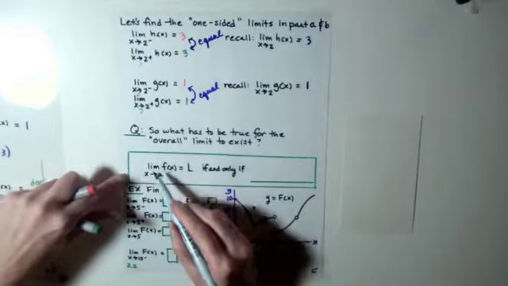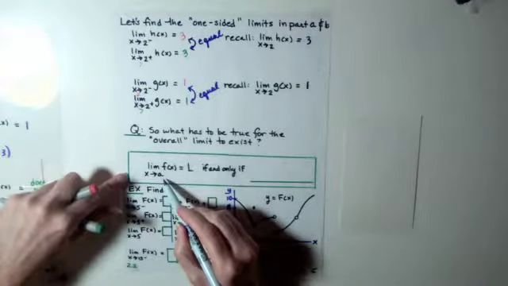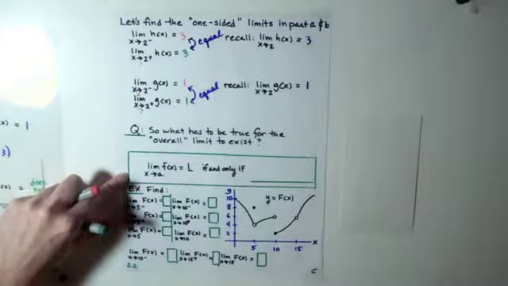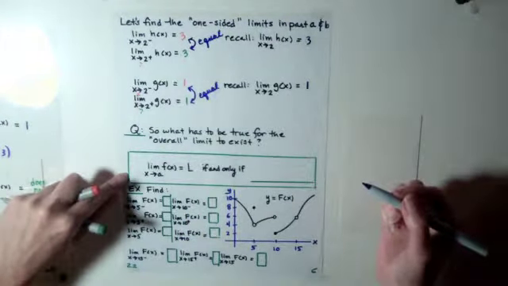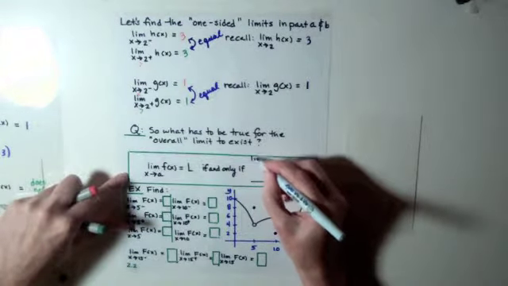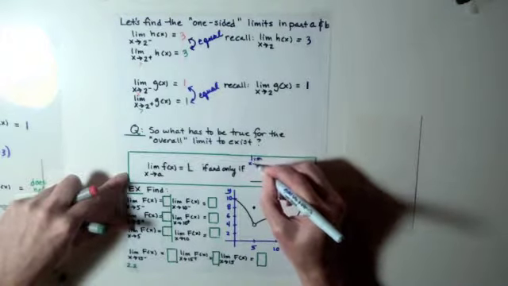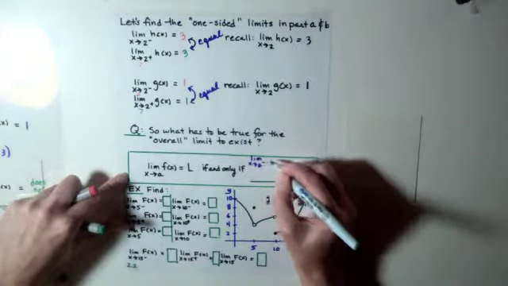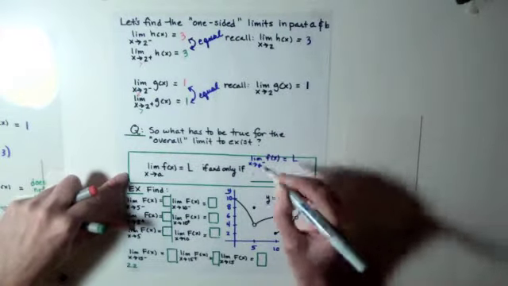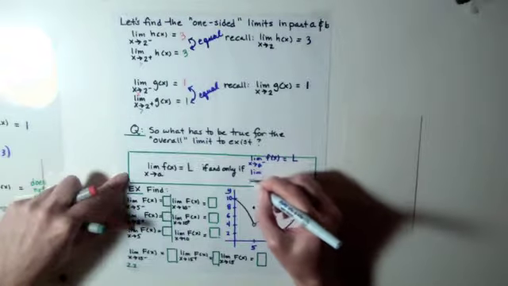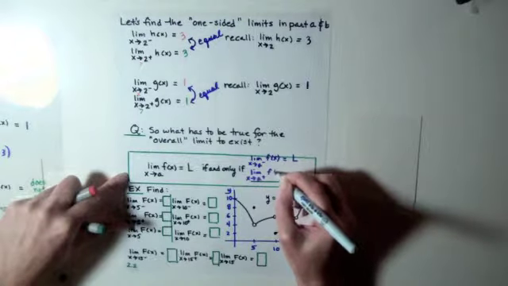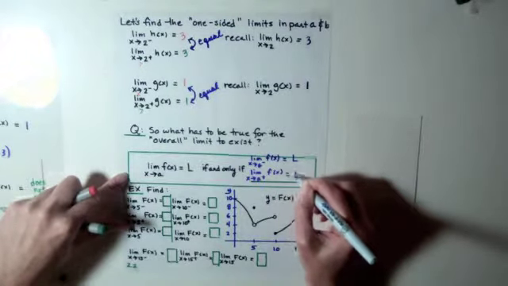So for the limit as x approaches a from both directions of f of x to exist and equal L, that'll be true if and only if the one-sided limits are the same. So it's true if and only if the limit as x approaches a from the left of f of x is equal to some number L, and the limit as x approaches a from the right of f of x is equal to that same number L.